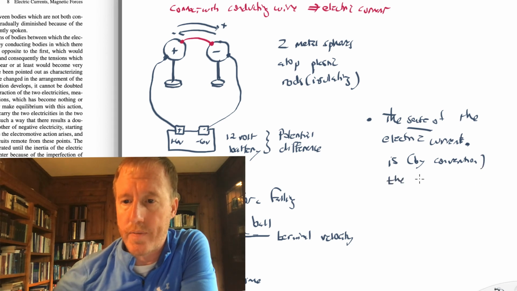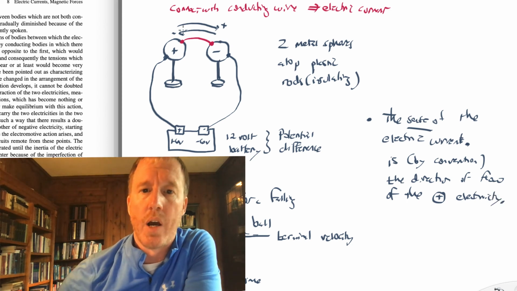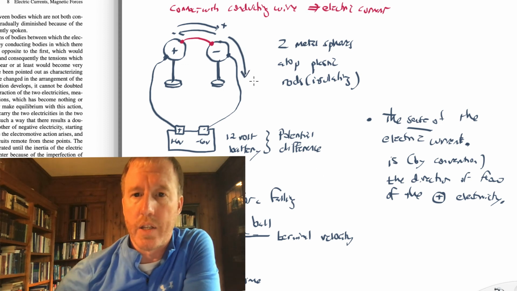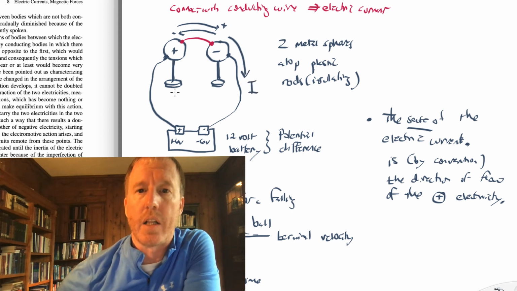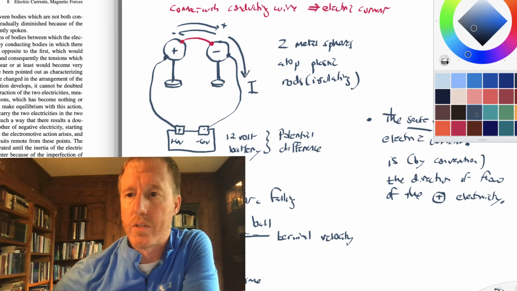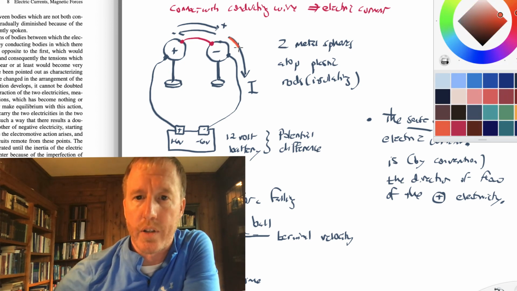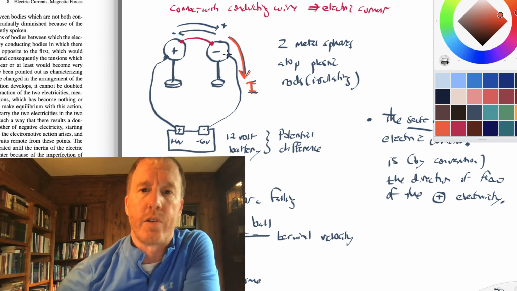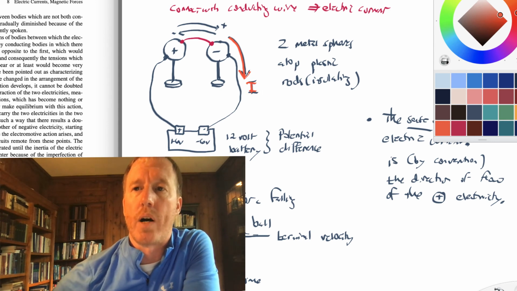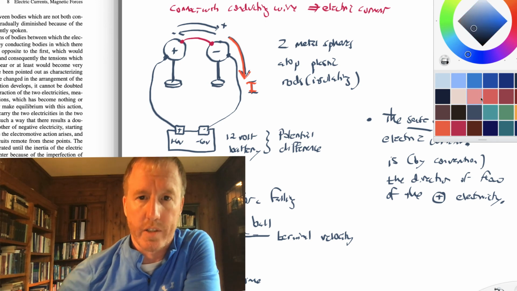the direction of flow of the positive electricity. So we would say, and this is a convention that is adopted to this day, that in this circuit there is a current flowing around, in this case in the clockwise direction. Okay, so let me make this orange to highlight it. There's an electrical current flowing in this circuit in the direction of the positive electricity. We say that there's a clockwise current flowing through this circuit.